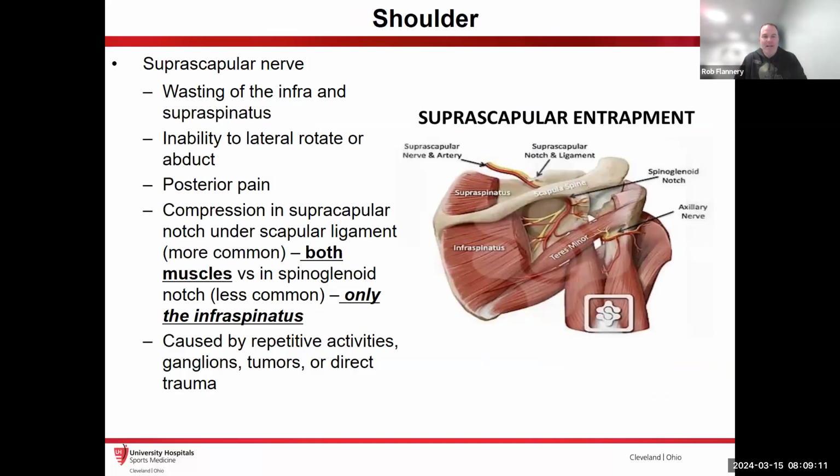That's it for the elbow. So we're going to go pretty quickly through here. We'll get you some time back today. But shoulder, suprascapular nerve is the big one.